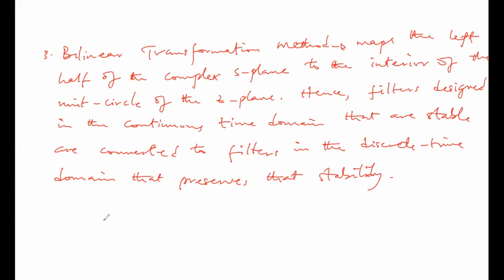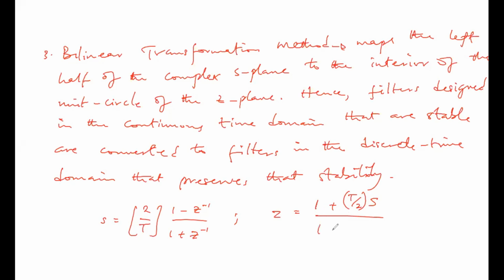And here we have that from the S domain, Z is 1 minus Z inverse over 1 plus Z inverse. And then we have Z also can be transformed to the continuous time domain, T over 2 S, this is 1 divided by 1 minus T over 2 S. Okay, so these are the three methods we'll just make mention of for now, for the sake of our time.